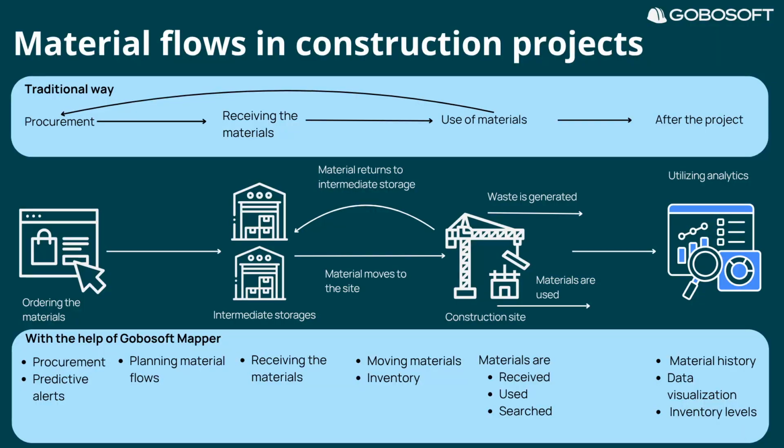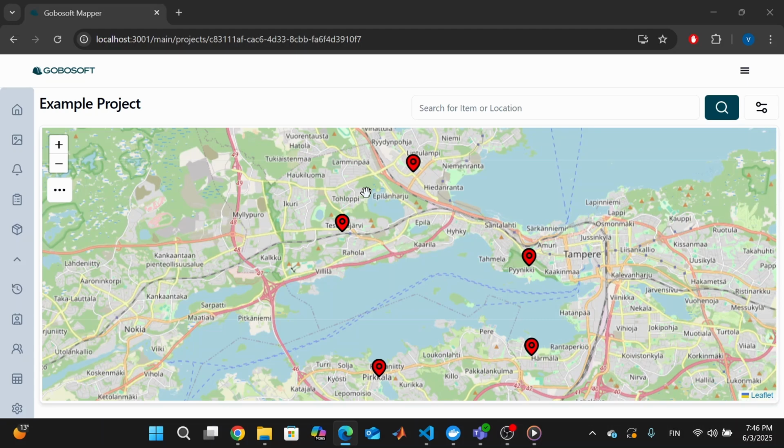This image summarizes the construction material management process and how Mapper fits into it. Next, we'll dive into how Mapper improves this process. Let's start with the main view of the Mapper, the map view which you see on the screen right now. Mapper is based on locations which can be linked with materials. For this demo, I've created a sample project and added locations that are visible on the map currently.